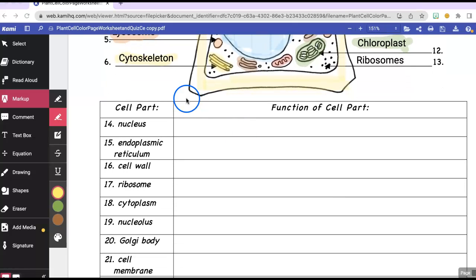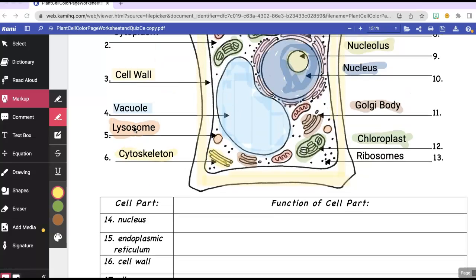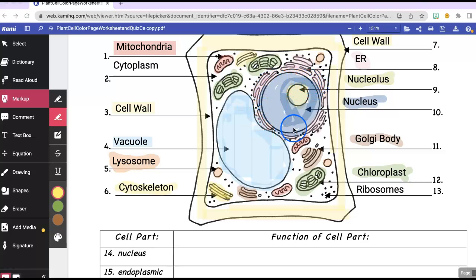Okay? We want to talk about the cell parts, what they're called, the organelle's name, and the function, or what it does. So that is the focus of this video, is defining each of these parts and also talking about what it does. So we're going to start with number 14. Number 14 is the nucleus. It is the blue, in my picture right here, this giant blue part of the cell.